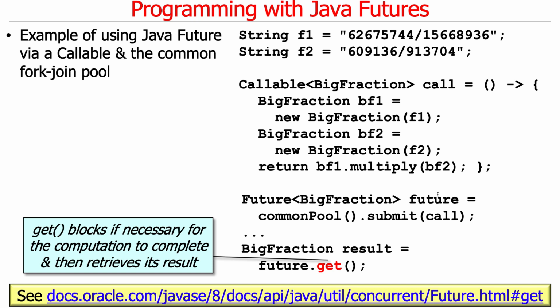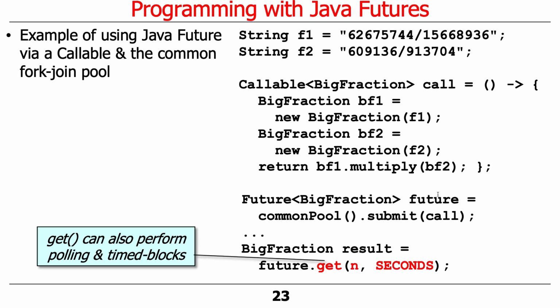Again, if the computation is already done, you return right away. This is a blocking call to get, which means it'll wait until the asynchronous computation finishes, or some kind of exception is thrown if it doesn't finish successfully. There are also polling and timed blocking calls. If n is 0, this is a polling call, which means it'll check right away to see if there's any value, and if not, it'll return right away with a null. Otherwise, it'll block up to a certain amount of time, and that way you can bound the amount of time that you wait for a computation to finish.